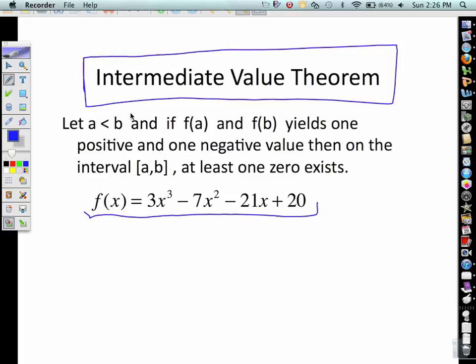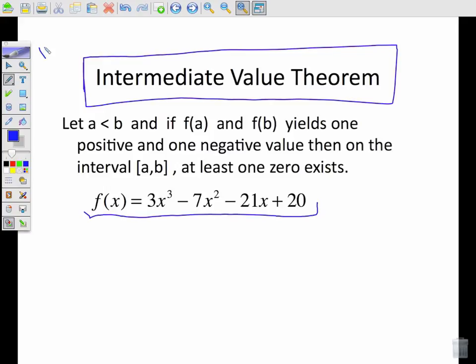About what this is, let a be less than b. So a and b would just be some x values, and then your function is f of x, that's the y value. So all we're saying is the result of these, f of a and f of b, would be the output. If f of a and f of b yield one positive and one negative value, then on the interval between a and b occurs at least one 0.